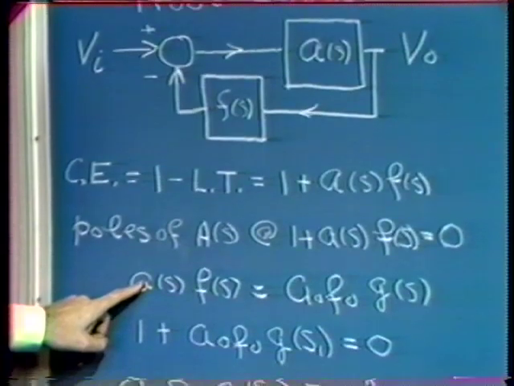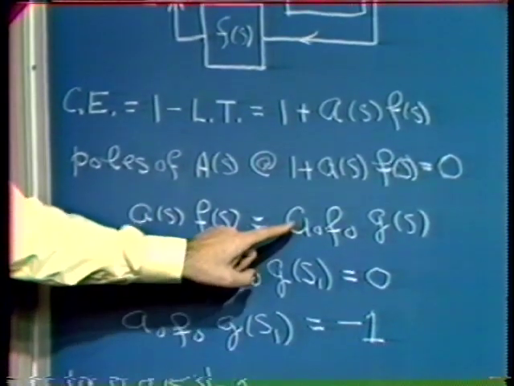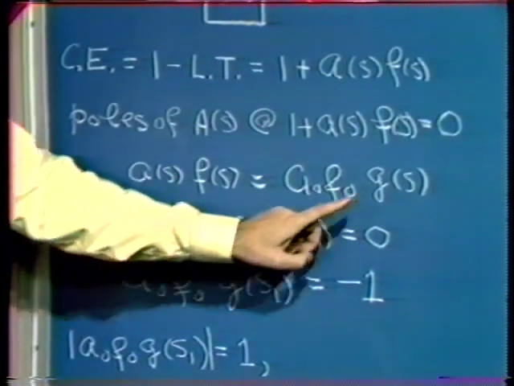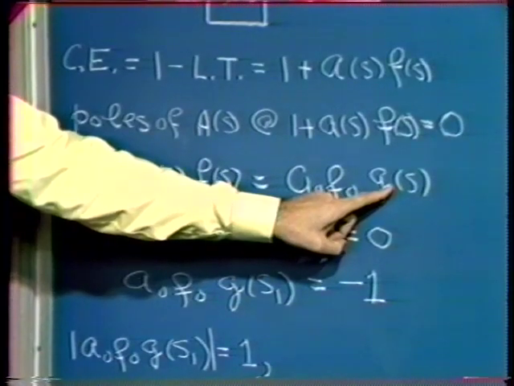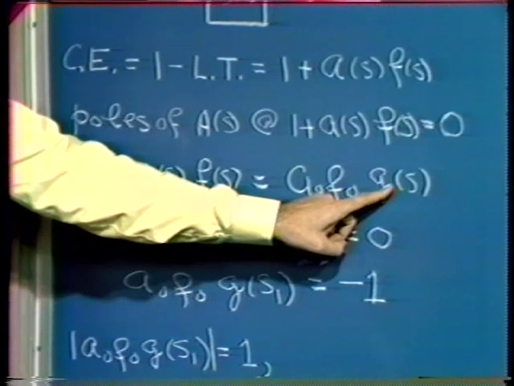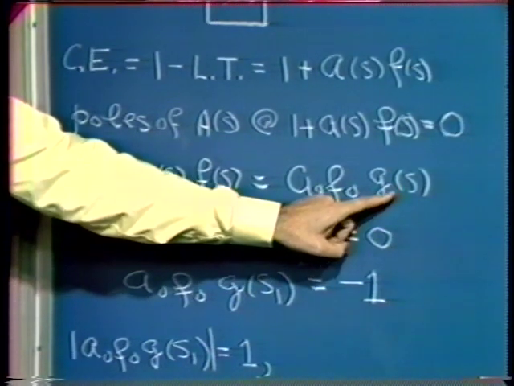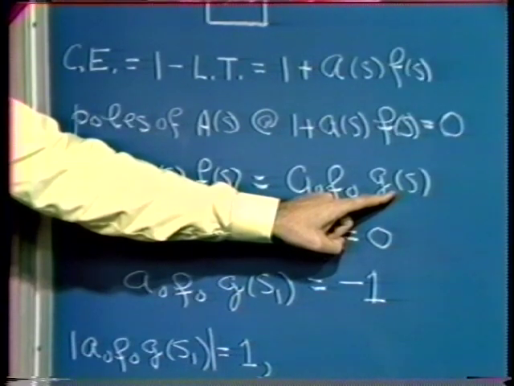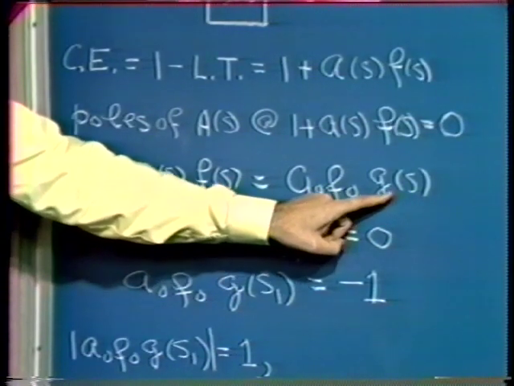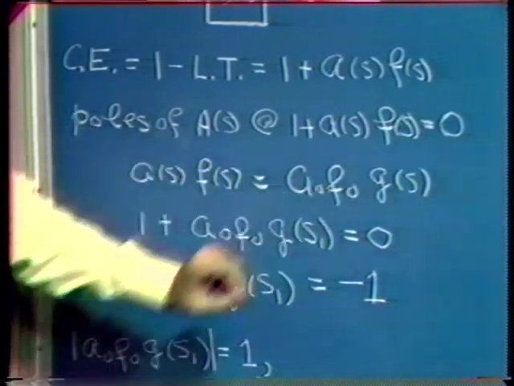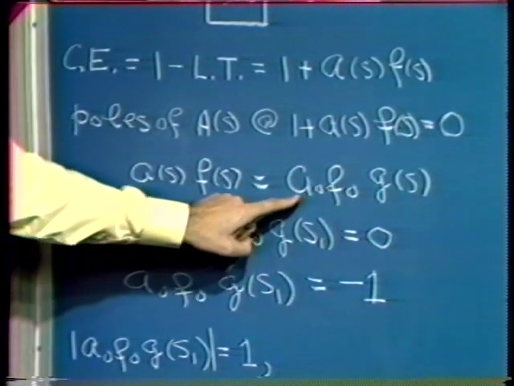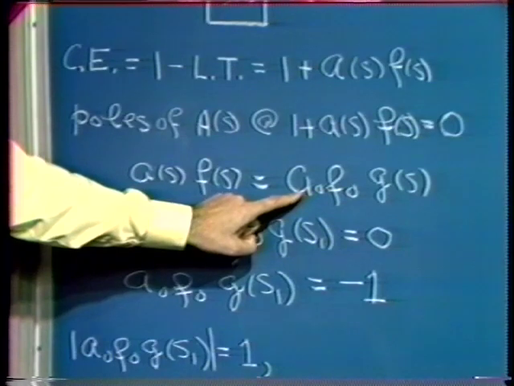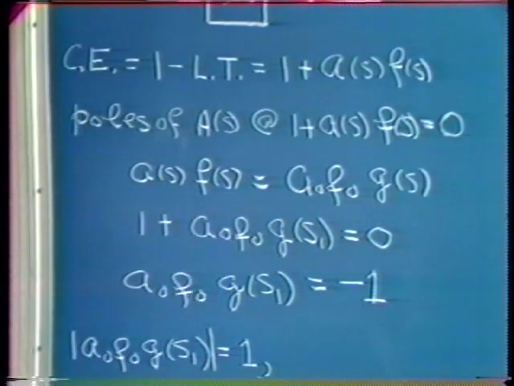We may choose to express the AF product as being equal to A naught F naught times some g of s, where we've included all of the frequency-dependent portions of the loop transmission in g of s. And furthermore, we'll choose to write g of s in a form such that g of 0 is equal to 1. We'll normalize g of s so that the DC value of g of s is 1. In that case, the quantity A naught F naught has the physical interpretation of being the magnitude of the DC loop transmission.